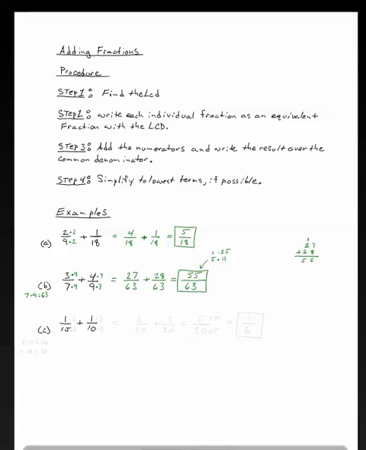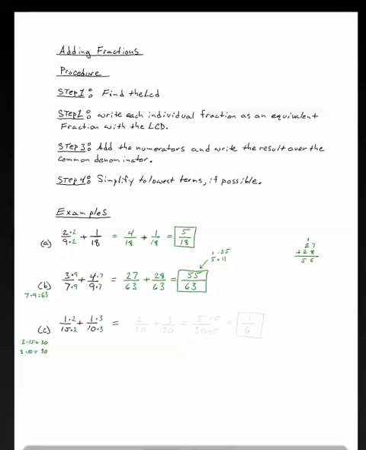For example C, we're given 1 over 15 plus 1 over 10. So once again, if you want, you can do multiples. But when I'm looking at 15 and 10, I know that 2 times 15 equals 30, and 3 times 10 equals 30. So 30 is a common multiple for both 15 and 10, so we can use that. So 15 times 2 is 30, so I also have to multiply the 1 by 2.